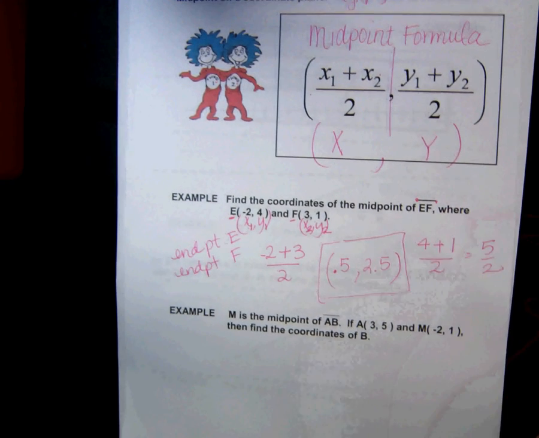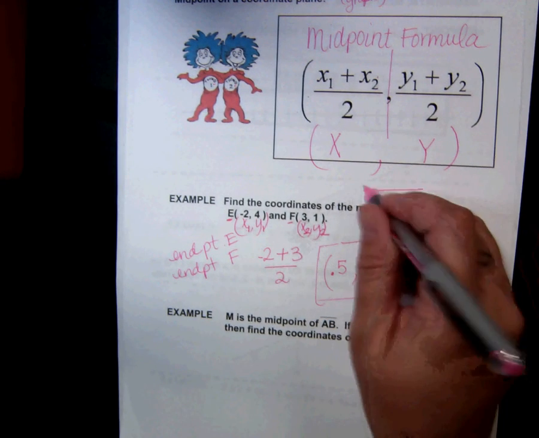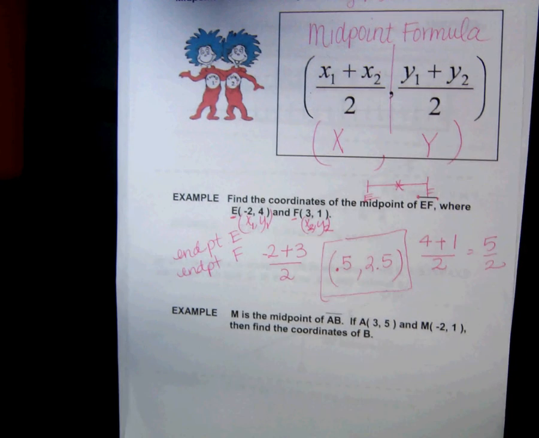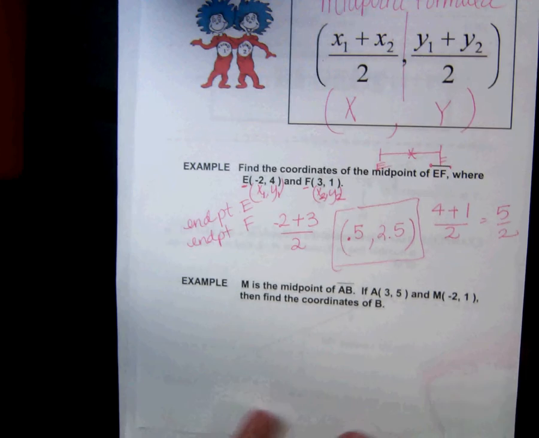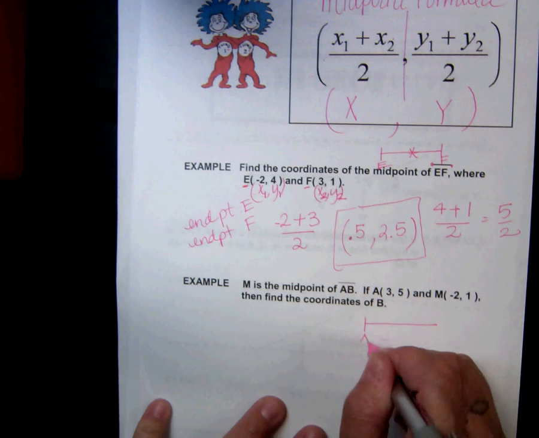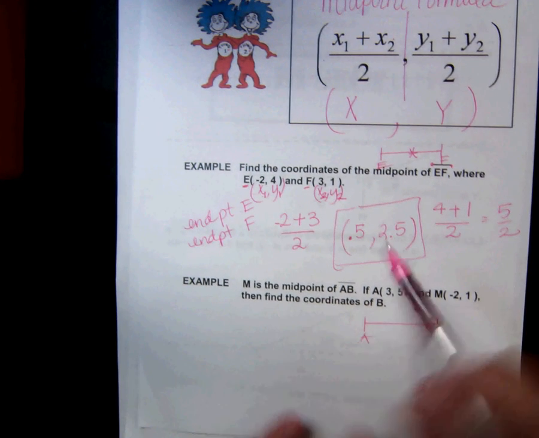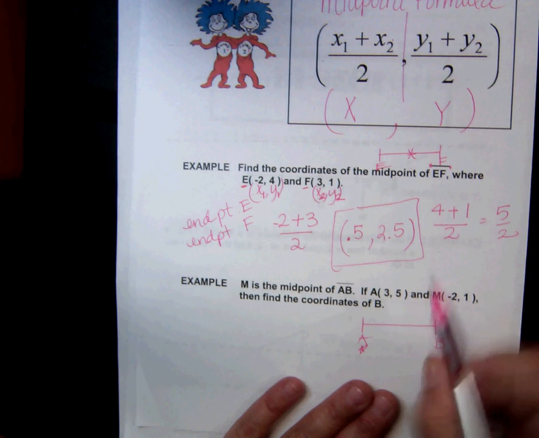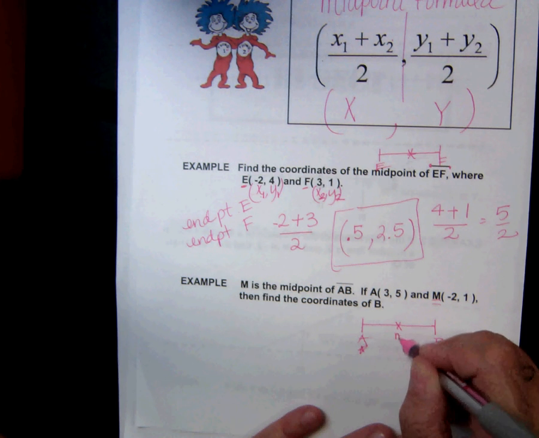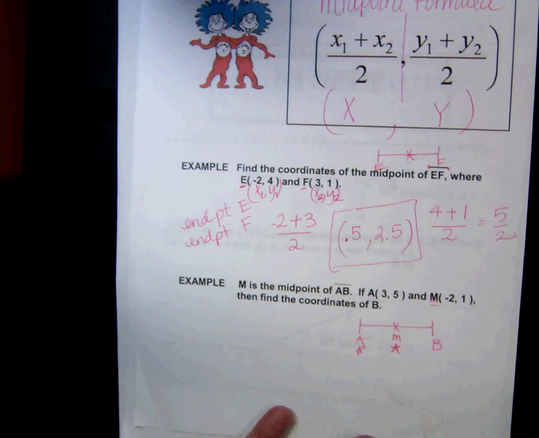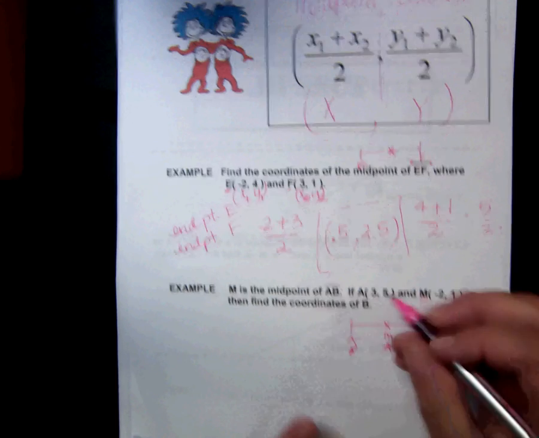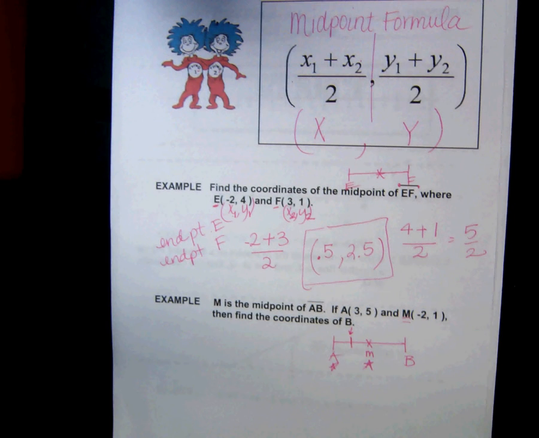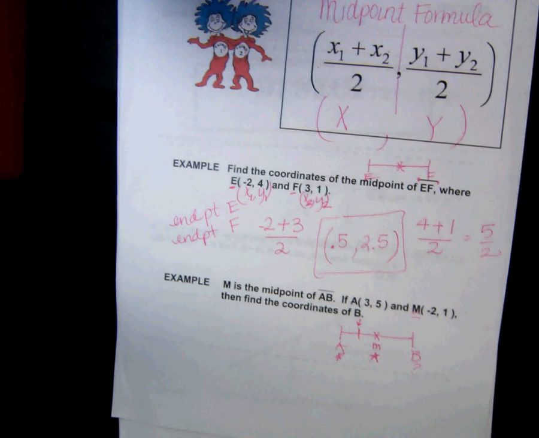Right here we wanted to find halfway between E and F. We had line EF, and they asked us to find the midpoint, halfway between those two. If we come over here, we have line AB. They gave us the coordinates for A. They also gave us the coordinates for the what? They gave us the midpoint right there. These are the two that we have. If I used my formula, what I would actually be doing is finding halfway between those 2 points, A and M, and that's not what it's asking us for. It wants us to find what is B.